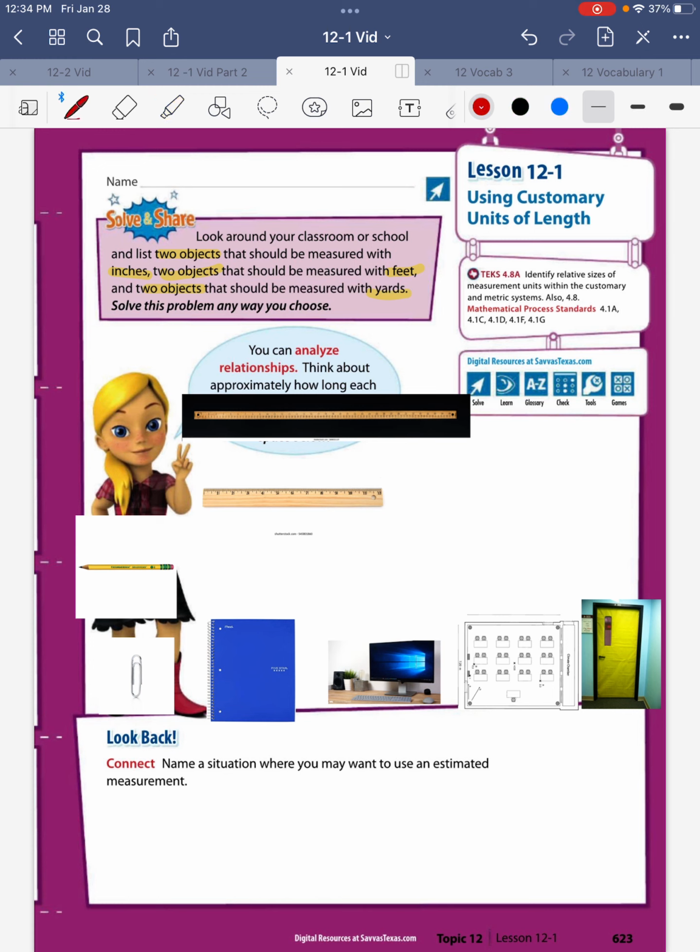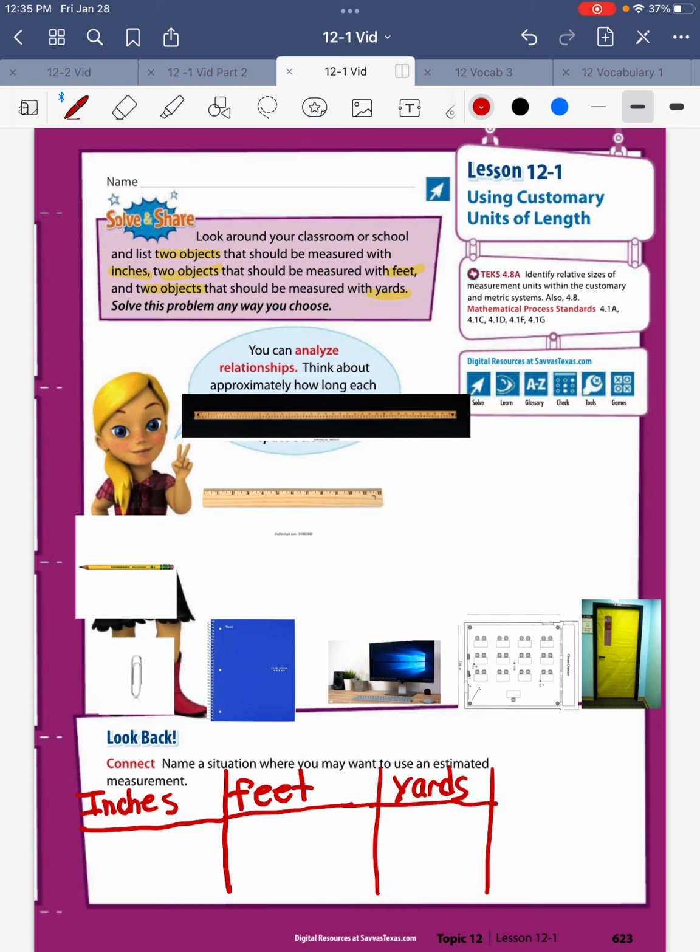Okay, so I'm going to write this down at the bottom. Inches, I'm looking for 2 things. Feet, I'm looking for 2 things. And yards, I'm looking for 2 things. So before we do that, I'm going to talk about inches, feet, and yards.